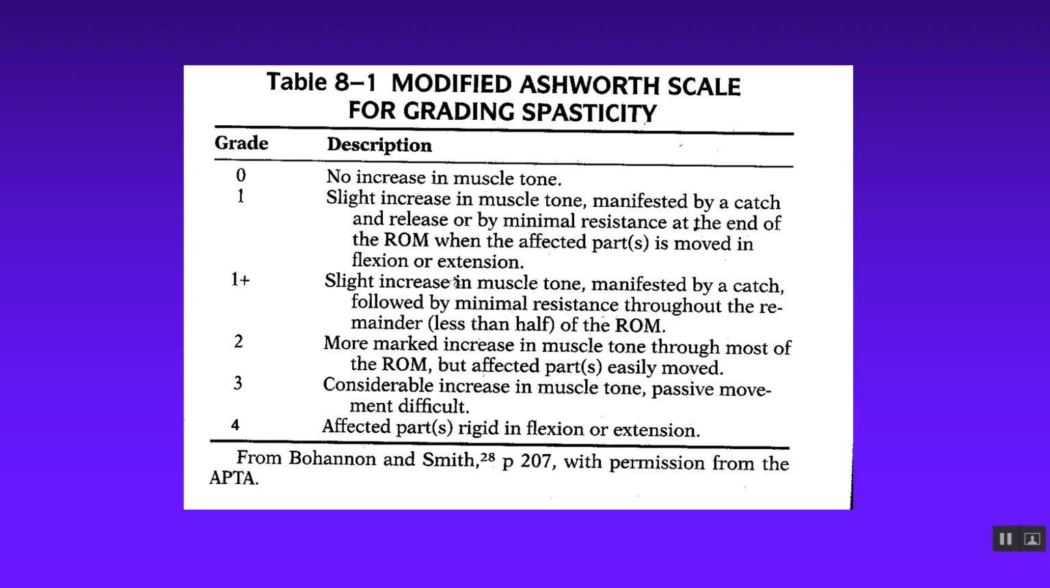A 1 plus is a slight increase in muscle tone manifested by a catch. You get a catch when you go to unlock the knee or bend the elbow, followed by minimal resistance. So you do feel some resistance, a little more than you would expect if somebody didn't have any abnormal tone, through the remainder, but less than half of the range of motion. So you get a little catch when you do it, and you'll feel maybe some resistance through the first half of the motion, but not 50% of the motion, or maybe at the second half, but not the first half. So again, you're making a judgment call. Is that less than half the range of motion I felt that resistance, or more than half the range of motion?